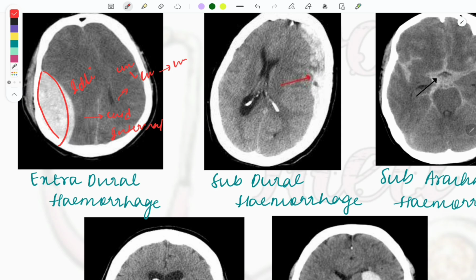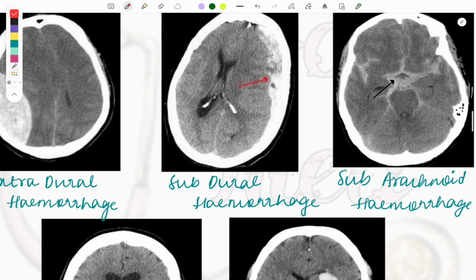This is a very important finding about extradural hemorrhage, which you must note down, because it is usually missed by most examiners. But in the exam, this will be given like lucid interval. Whenever it is given, mark the answer as extradural hemorrhage. Then the next image, subdural hemorrhage. You can appreciate here, this is called a lens-shaped hemorrhage. This is also presented with a history of trauma.